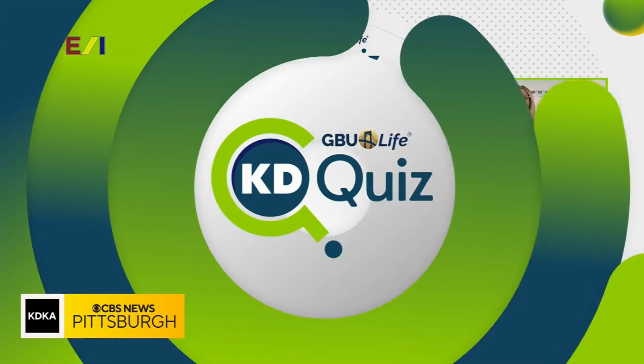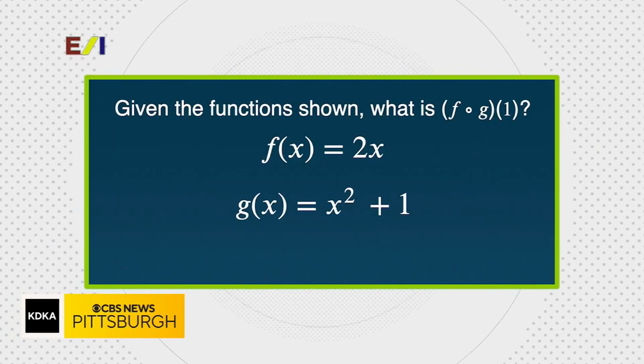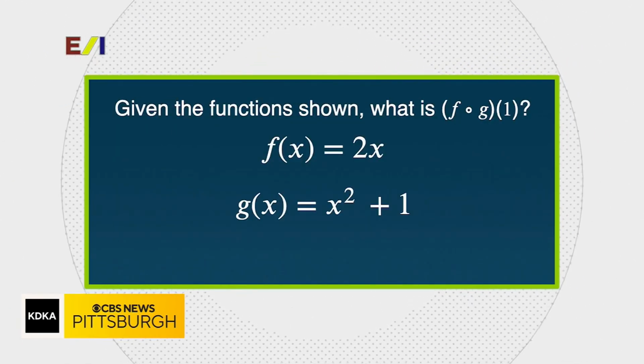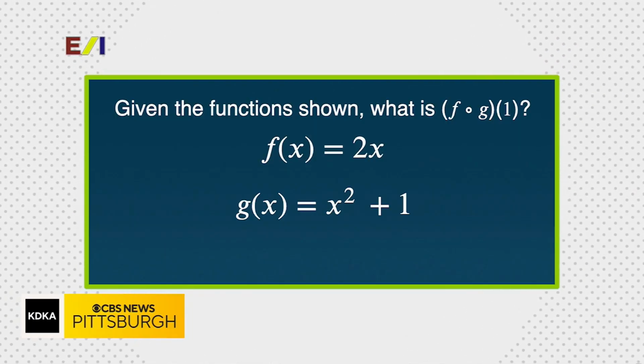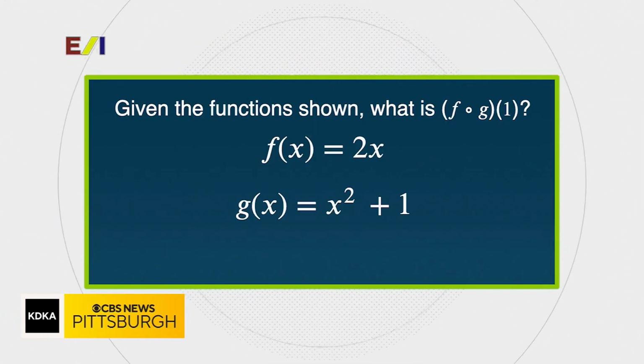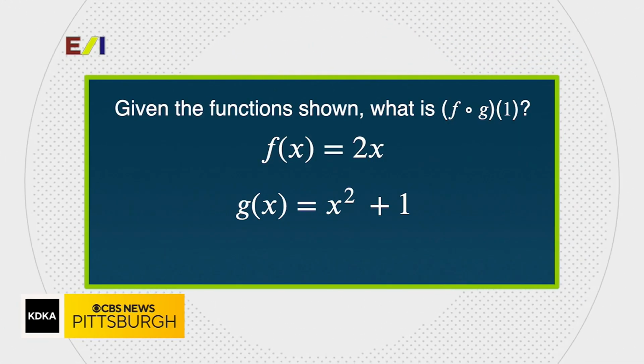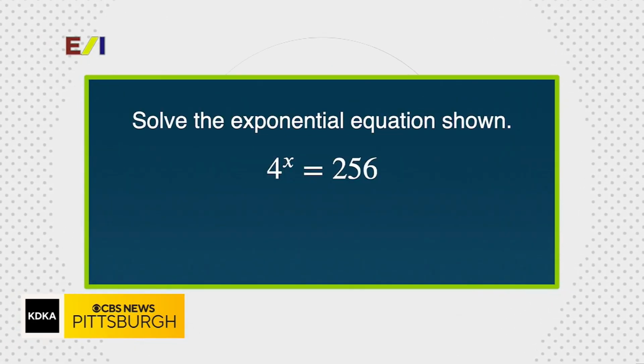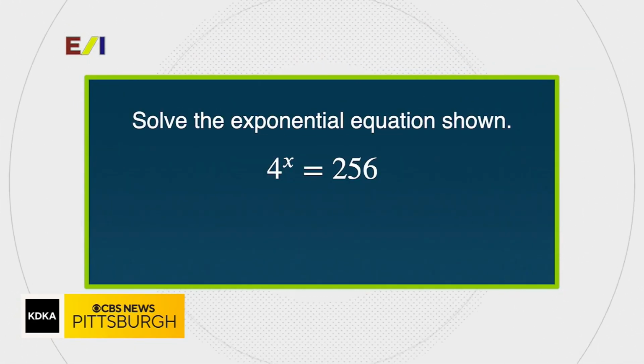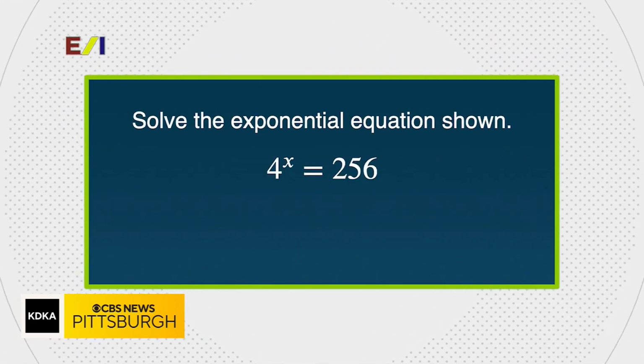And up first, we have our team from Albert-Gallatin High School. And here we go with your first math time question. Given the function shown, what is this? Is it 4? 4 was a good guess, but 5 was the answer we were looking for on that one. Here's your next question. Solve the exponential equation shown. To the 4th? 4 is correct. So you got one right, you got one wrong. Your score stays the same at a very nice 335 points.